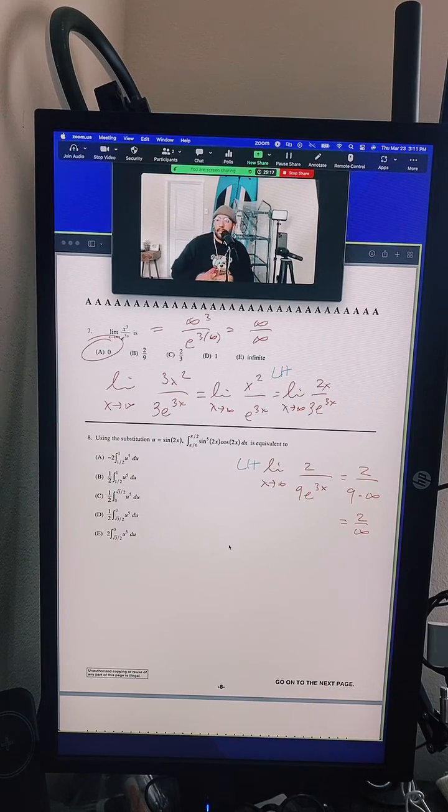Some people were saying bottom heavy. Yep, bottom heavy is a great way to describe it. This is AB. This is Calc AB. BC is very similar. You're just going to have series, and you're going to have all kinds of other stuff.